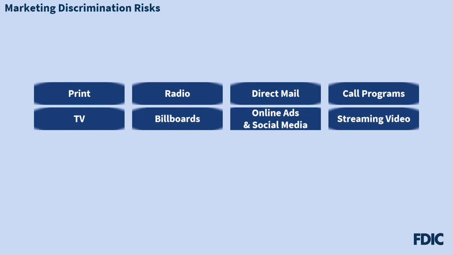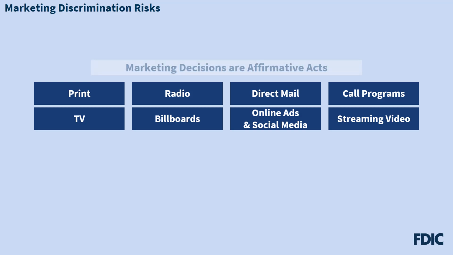Marketing impacts any area of advertising, including mediums such as print, radio, direct mail, call programs, TV, billboards, online ads, and social media and streaming video. Basically, fair lending risk can potentially exist in any avenue that banks use to reach prospective applicants. Marketing decisions are affirmative acts to include or exclude areas or certain individuals from a bank's marketing strategy.